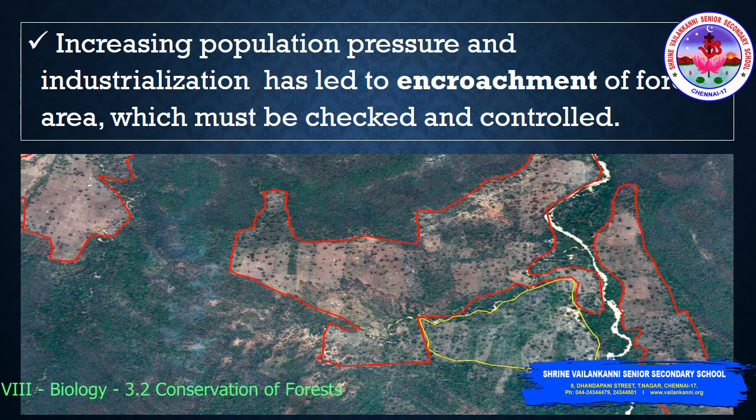Increasing population pressure and industrialization has led to encroachment of the forest area, which must be checked and controlled. As you can see in this picture, there is an encroachment in the forest area. So these kinds of activities must be regularly monitored using satellite images and checked so that there is no such encroachment activity taking place.